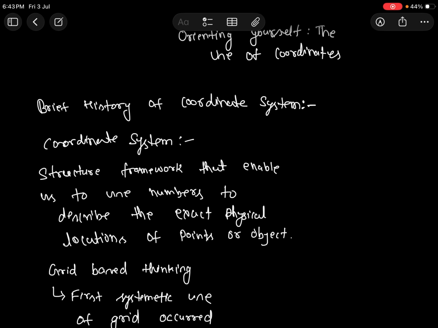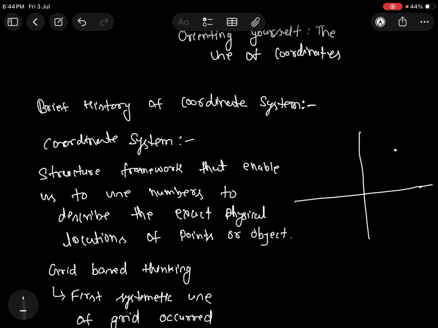A coordinate system is a structured framework that enables us to use numbers to describe the physical location of any point or object in space. What is the meaning? The aim of any coordinate system is to locate the position of any point in space. That is the main aim of developing any coordinate system. So it is a structured framework. What is the meaning of a structured framework?